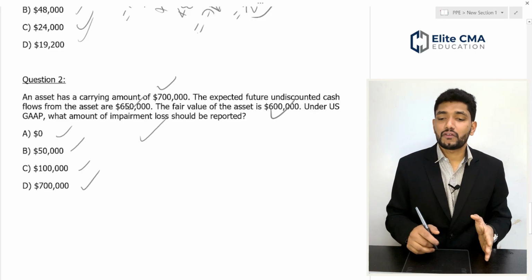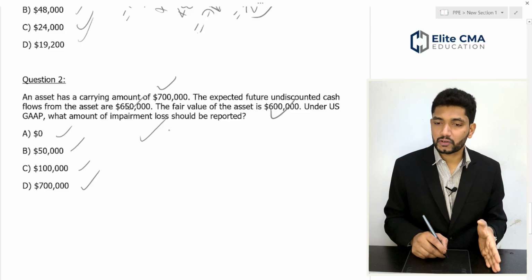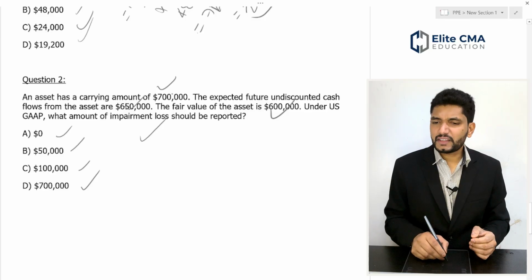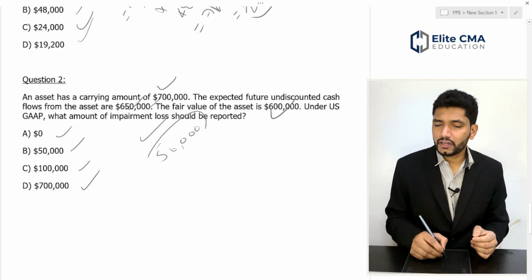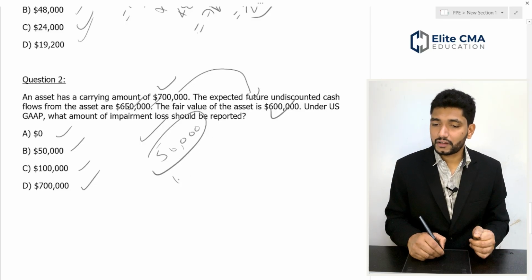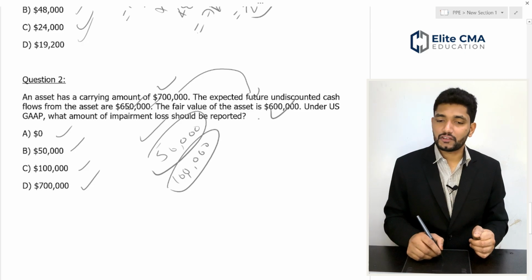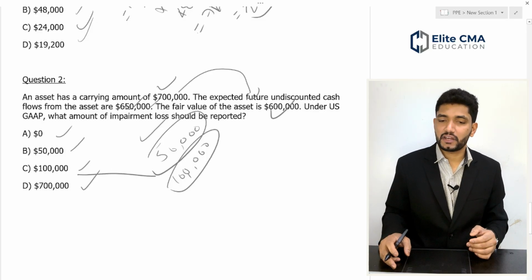So, here it is asking what amount of impairment loss has to be reported in this period. First, you have to compare the asset carrying amount with the undiscounted cash flow. Here 50,000 is the difference. The second thing is you have to compare the carrying value with the fair market value of the asset, that is 600,000. So, there is a 100,000 gap when you compare the carrying amount with the fair value of the asset. So, this 100,000 you have to consider as the impairment loss for this period.